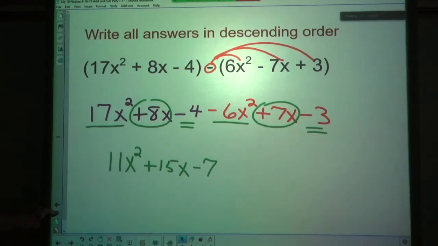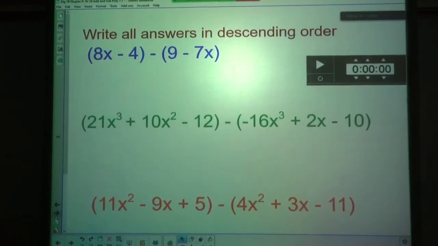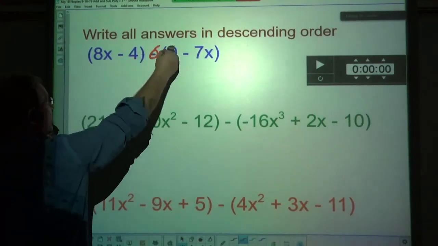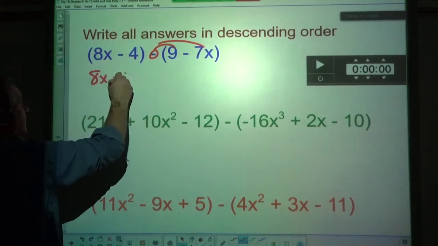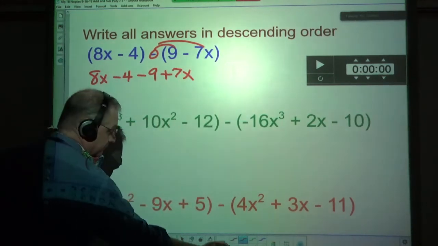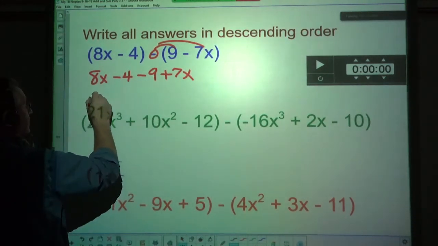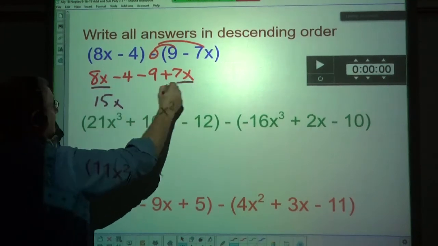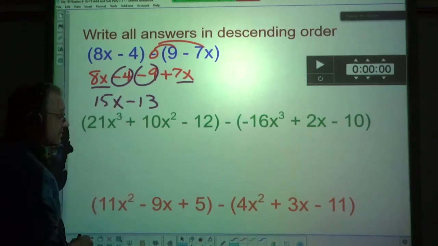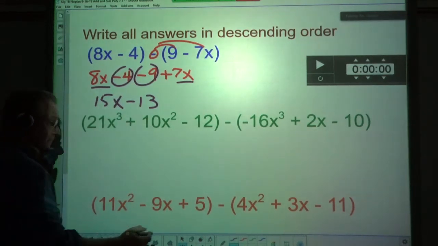Now I'm going to give you some other examples to try. You can go ahead and pause the video, and when you unpause, we will be working on showing you the answers for these three. All right, so here we go. Distribute the negative. 8x minus 4 minus 9 plus 7x. Combine like terms, that gives me 15x and a -13. So 15x minus 13 would be my answer there.